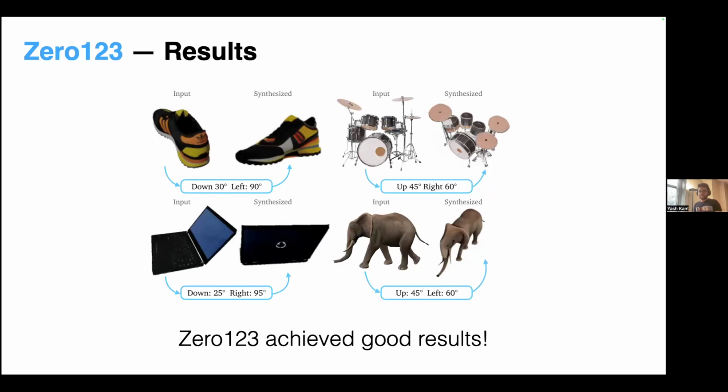And here are some results that Zero-1-to-3 achieved. So it was able to achieve good results. Like you can see, it can synthesize, given this input view, a good generation of a novel viewpoint.